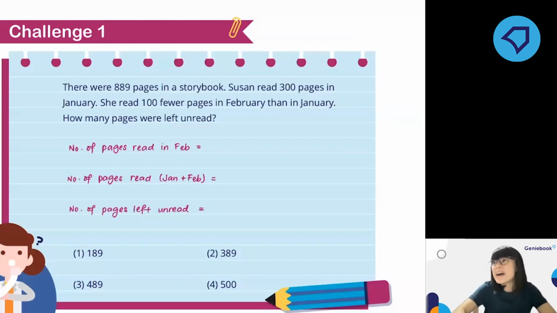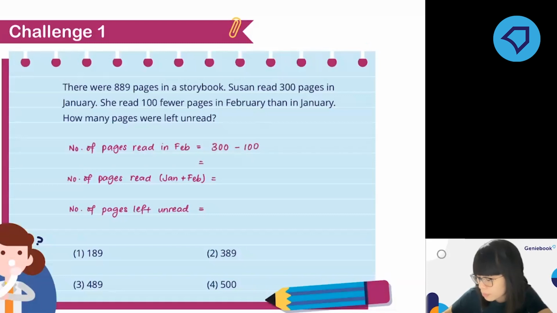And time is up. And the majority of you got the correct answer. A handful of you gave me option number 3. If you gave me option number 3 means there's some calculation error. Okay. All right. So let's take a look over here. We want to find the number of pages read in February. So what do you need to do? We need to take 300 minus 100. So 300 minus 100, and that will give me 200.